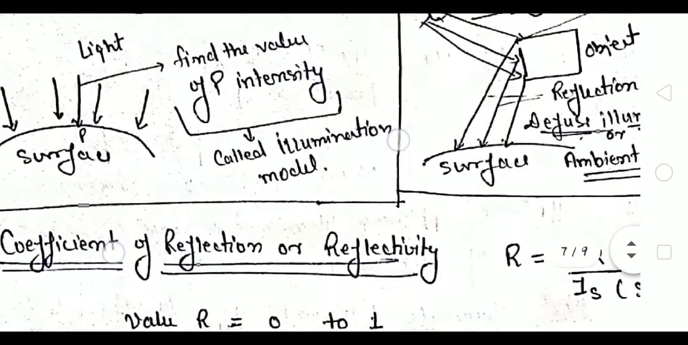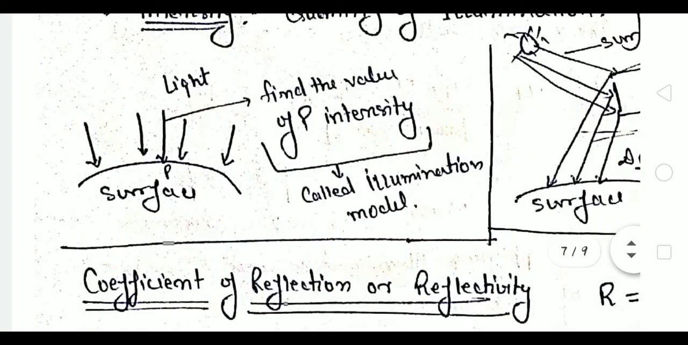In the illumination model, if one surface is there, meaning any object face, that face is called the surface. So any surface gets some light. At any point where the light is coming on the surface, if you find the value of intensity at that point, that is called the illumination model.